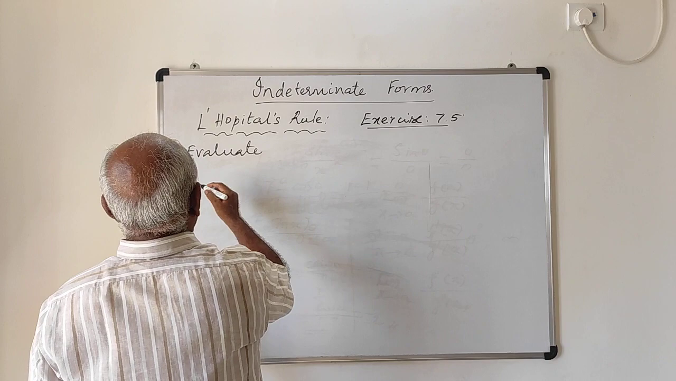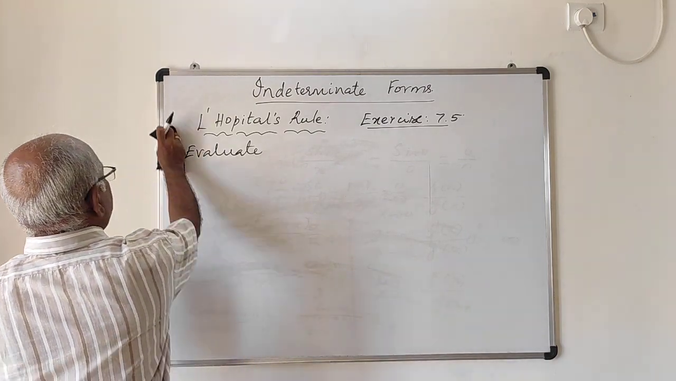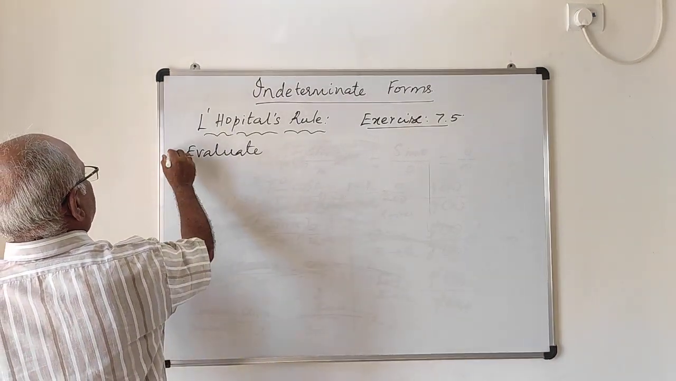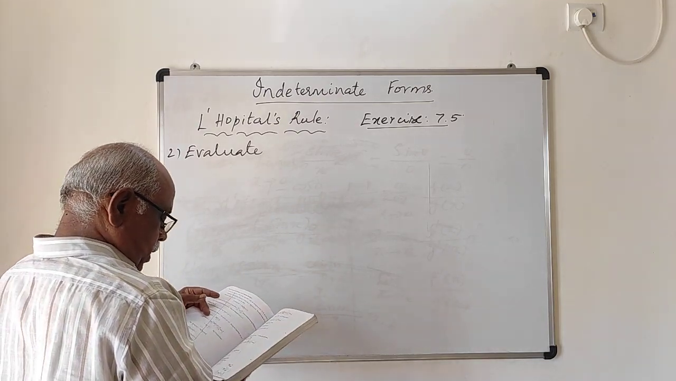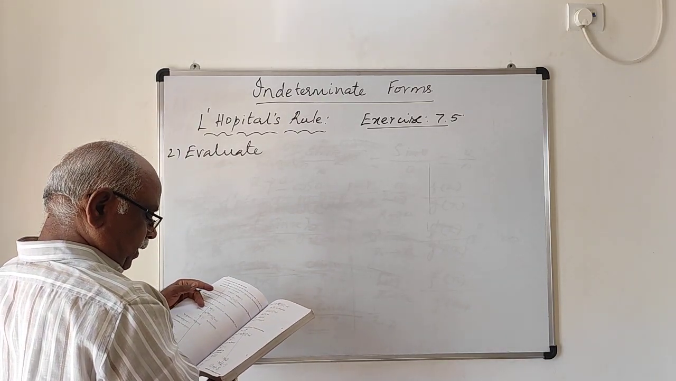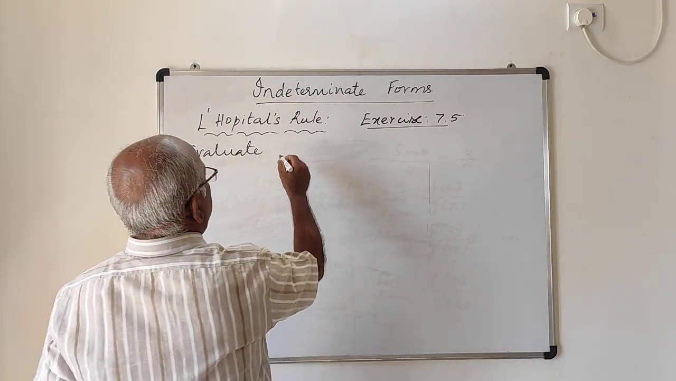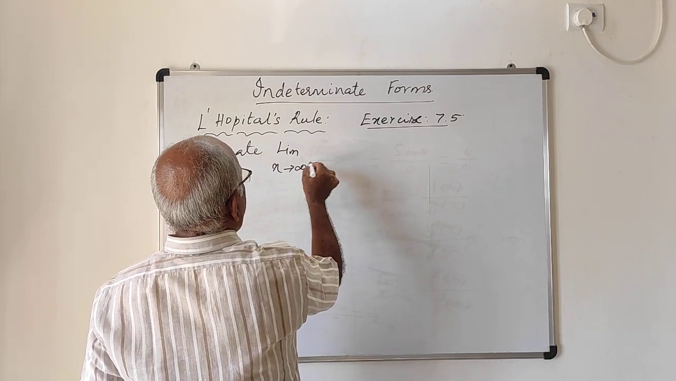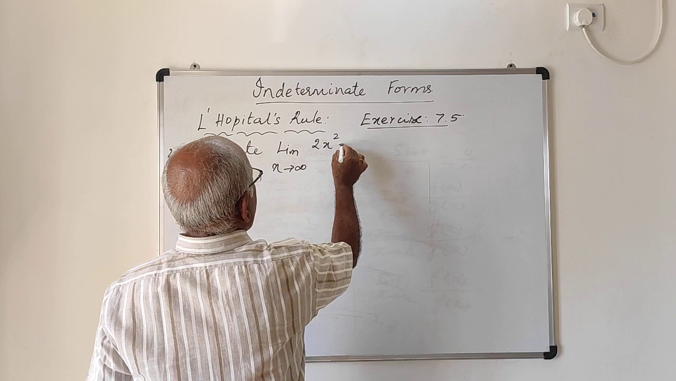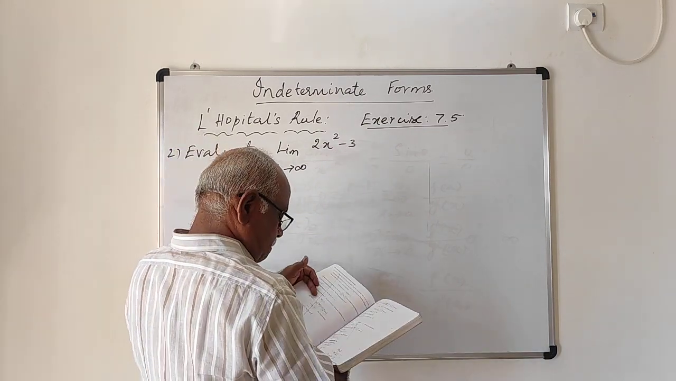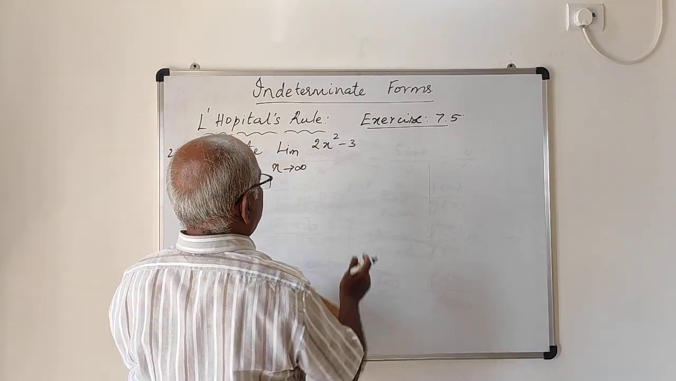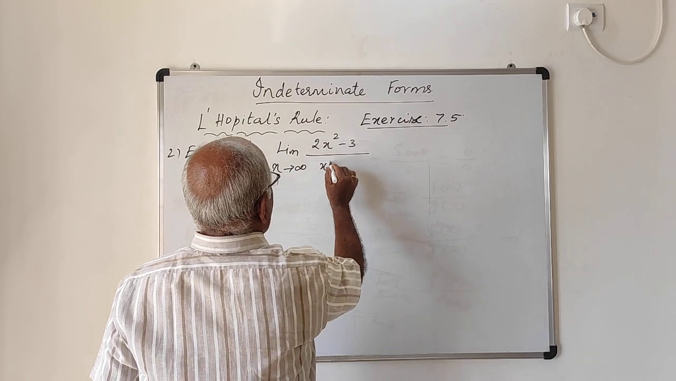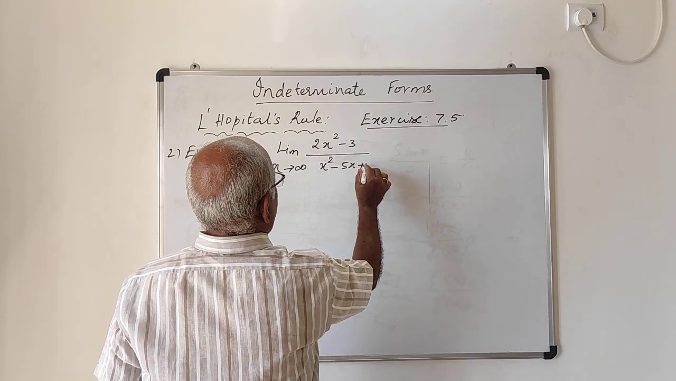Second problem. Evaluate the limit as x tends to infinity of (2x² − 3) divided by (x² − 5x + 3).